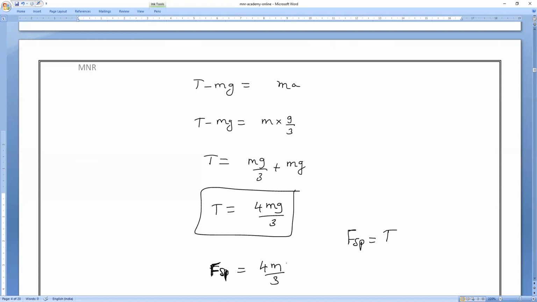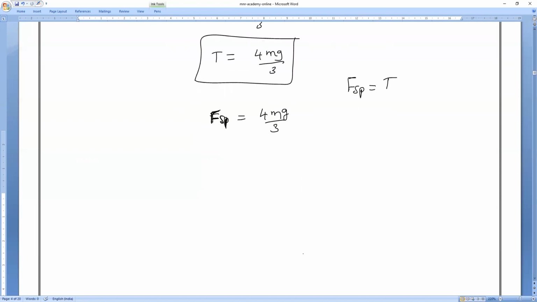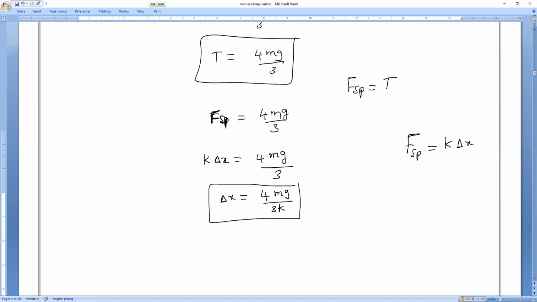Now we all know that the spring force is equal to, what is the formula? K into delta x. So K into delta x is equal to 4mg divided by 3. So we want delta x. How much is it? 4mg divided by 3k. So that is the elongation of the spring. So delta x is equal to 4mg by 3k.